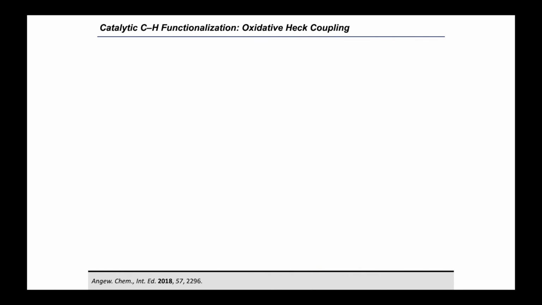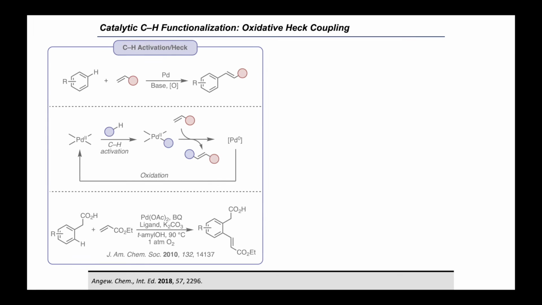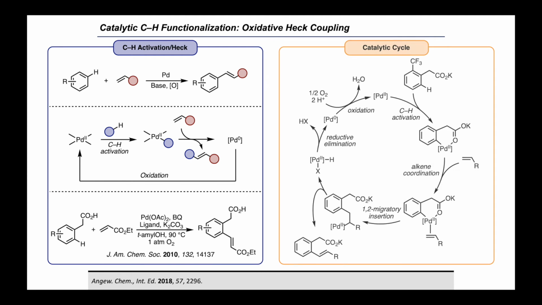Another CH functionalization reaction that forms carbon-carbon bonds is the oxidative Heck coupling, though, unlike the examples we just went over, the oxidative Heck coupling requires the addition of an external oxidant in order to make the reaction catalytic. To see why, let's examine the proposed mechanism for the example shown here.